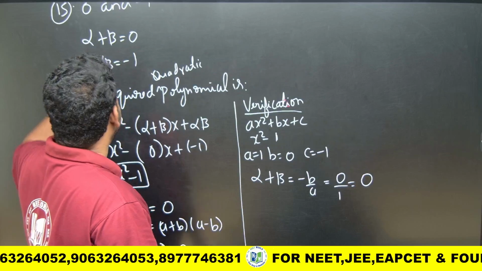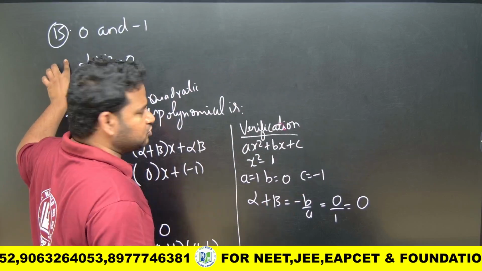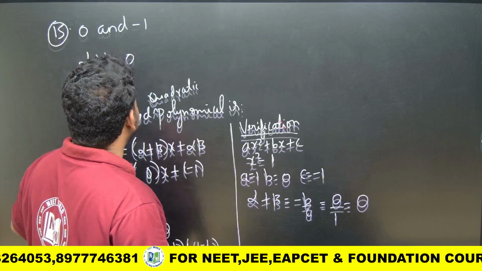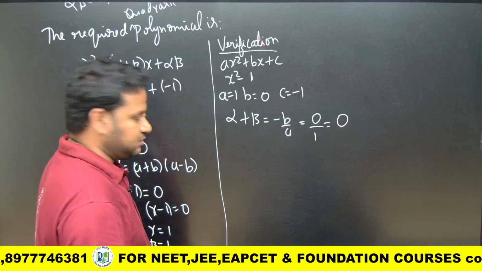In the question, the sum of the zeros is given as equal to 0. Here also we got 0, so it is totally fine. Now the product of the zeros is given as minus 1. Here also we should get minus 1, so let us check that.